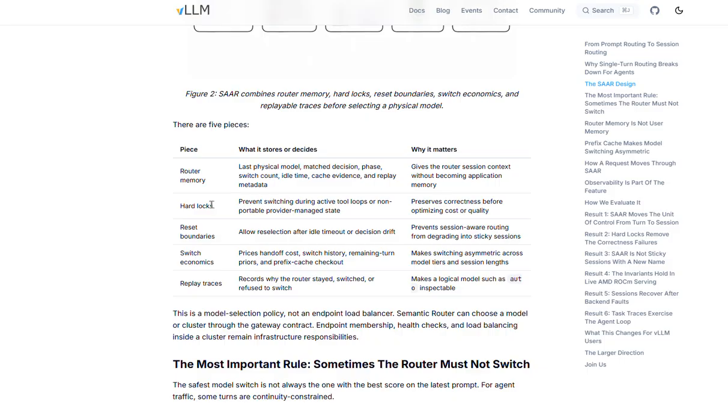Hard locks are whenever we are in a tool calling loop or any hard locks which are specific to a model. It's not optimal to switch to another model because the other model won't understand what this model is trying to do. So in those scenarios, we wouldn't be switching.